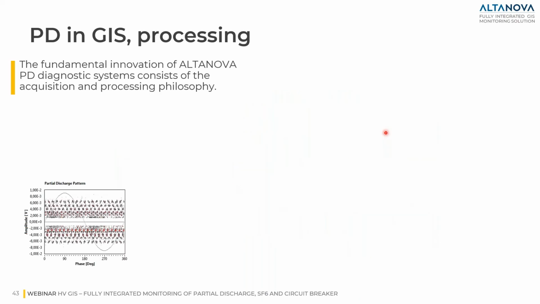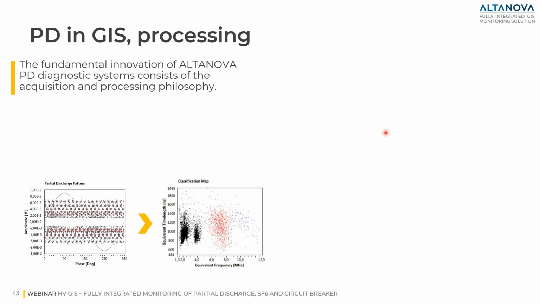This is our main innovation. We started more than 20 years ago to develop a method to reject the noise for online application, to be able to identify the partial discharge source in online conditions. This is again the fundamental innovation. So for each pulse, we create, through a mathematical calculation, two other parameters, equivalent time and equivalent frequency. We create another map.